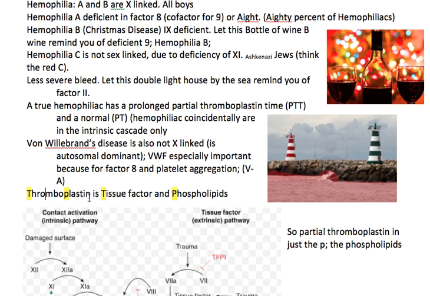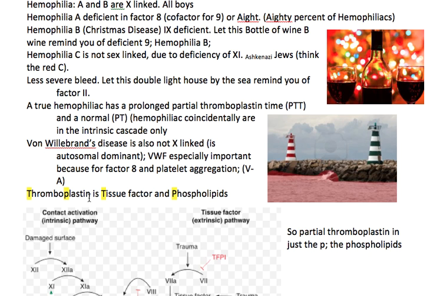Why are they just saying thromboplastin? Why is it tissue factor and phospholipids? I'm not totally sure why it's named like this. It definitely creates some confusion, because when someone says, here's a bottle of thromboplastin, what they're really saying is, here's a bottle of tissue factor and phospholipids, right? So to understand this, you have to know this fact: thromboplastin is tissue factor and phospholipids.